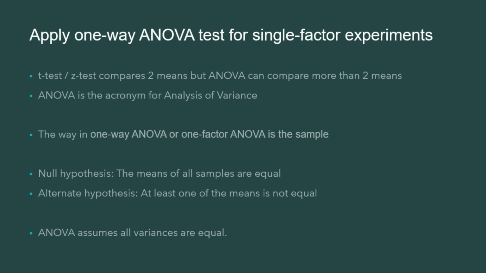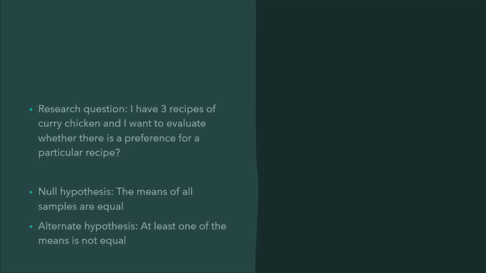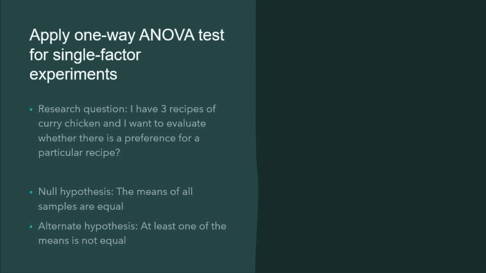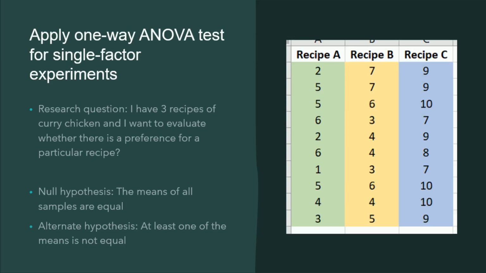Lastly, ANOVA assumes that all variances are equal. So let's use our recipe question here. I have 3 recipes of curry chicken and I want to evaluate whether there is a preference for a particular recipe. I have 30 tasters in total and each taster evaluates a bowl of curry chicken and scores from 1 to 10, with 1 being the worst and 10 being the best.